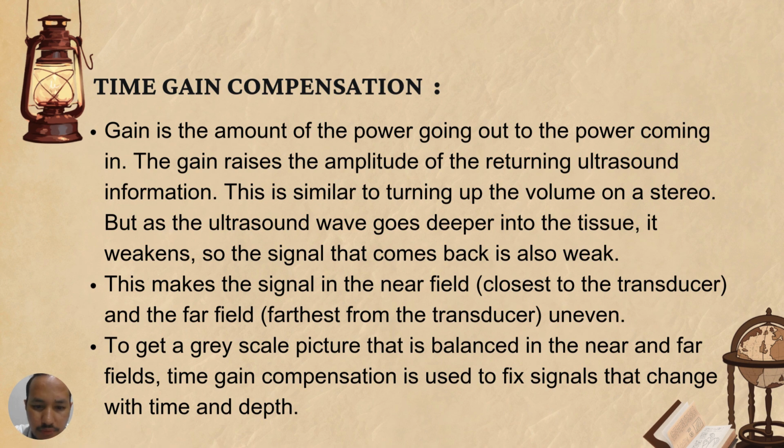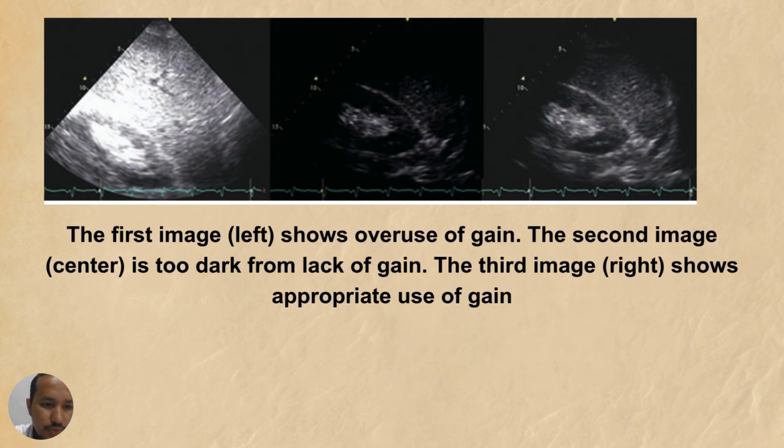And then we go to the next view. You can see from the left, the first image shows overuse of gain, the second image in the center shows lack of gain, and the third image shows appropriate use of gain. So this can be adjusted by 2D gain and TGC also.